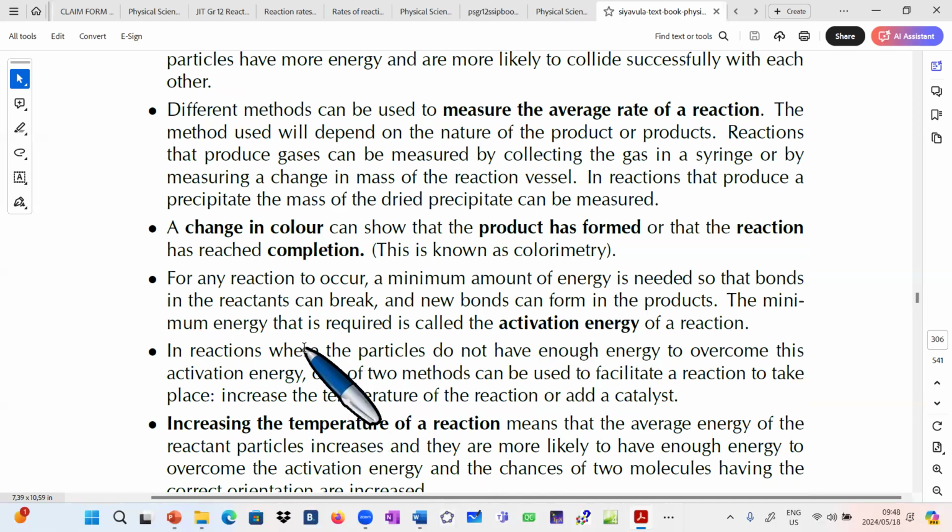The minimum energy that is required is called the activation energy of a reaction. So for a reaction to occur, you need a minimum amount of energy, and that is called the activation energy. And what does this activation energy do? It allows the bonds in the reactants to break and new bonds to form in the products.